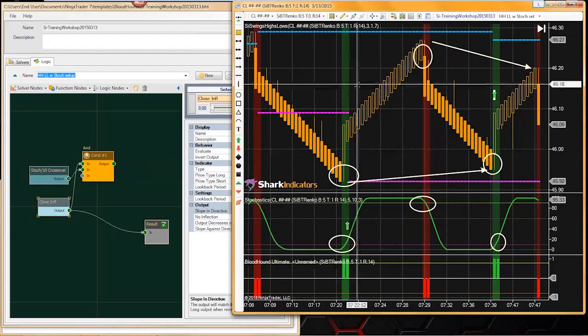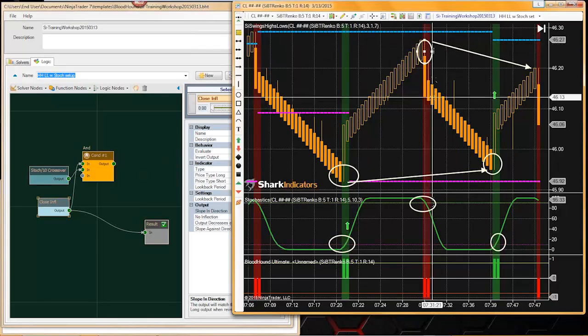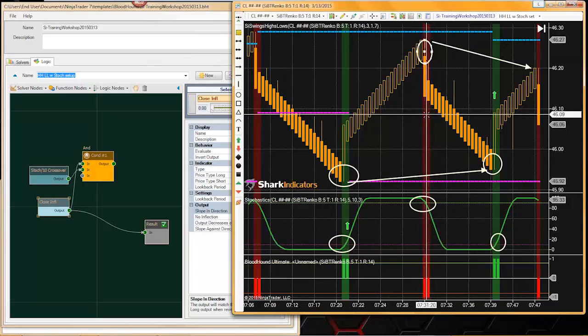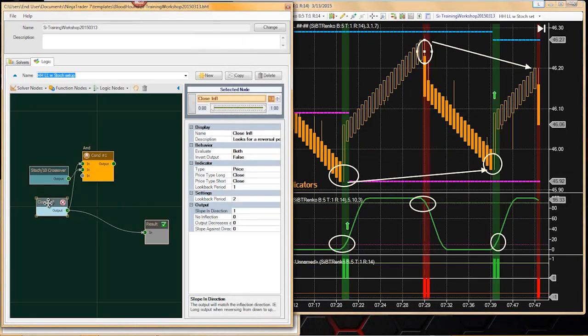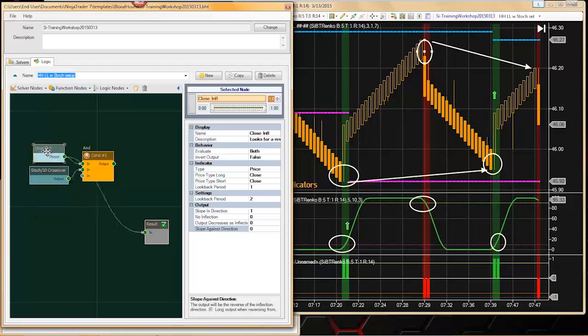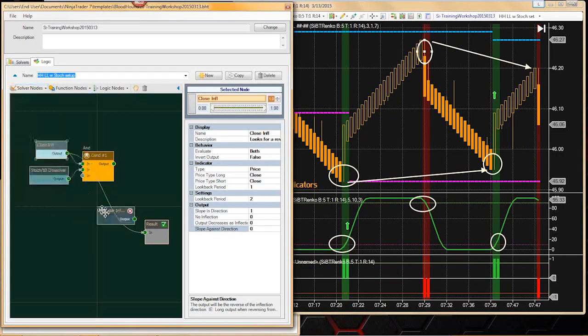So let's see. There's a couple of ways I can take this second condition and essentially reverse it from a short into a long. One way is I could build another solver and just reverse the output. So here we go. I'll grab another inflection solver and just show it to you.